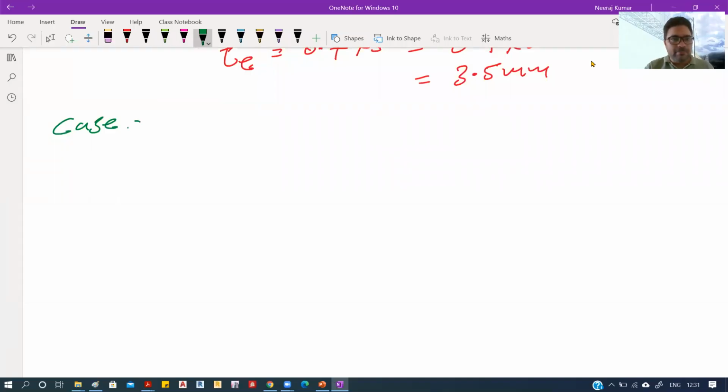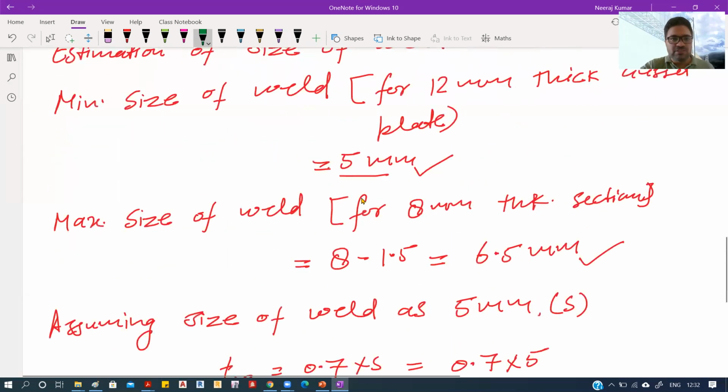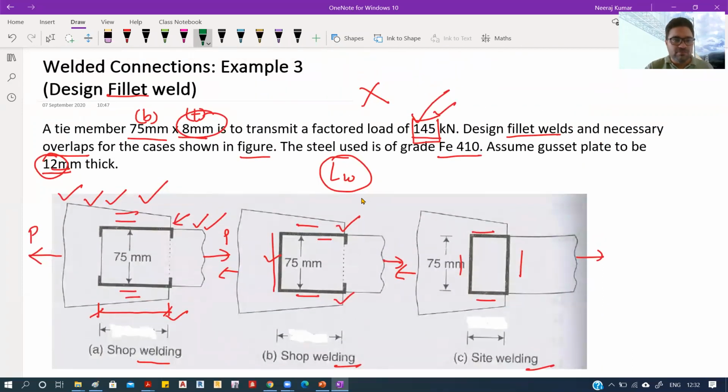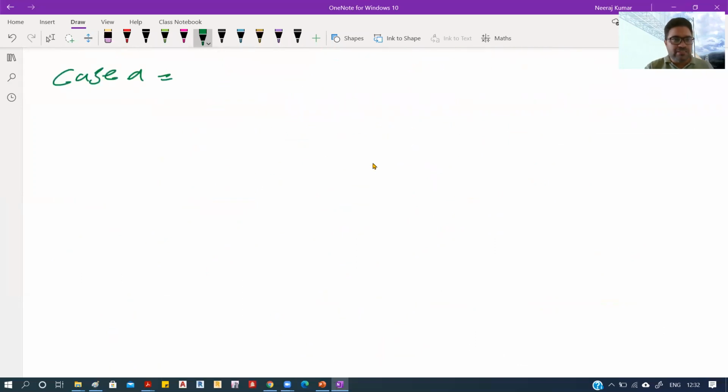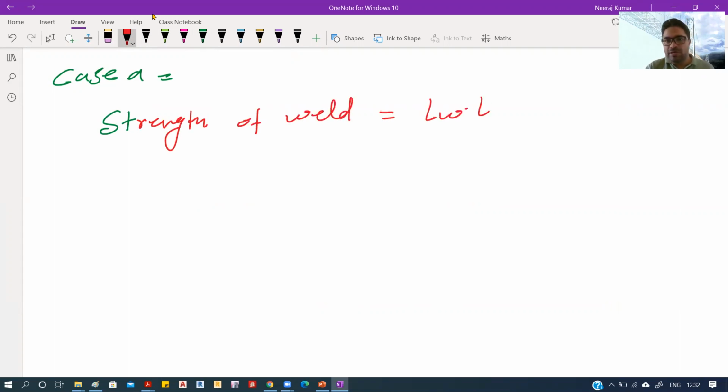Sorry for the interruption. So case A will be the first diagram. So we are taking this first diagram. In case A, we will find out the strength of weld as LW into TE into FU upon root 3 into gamma MW.